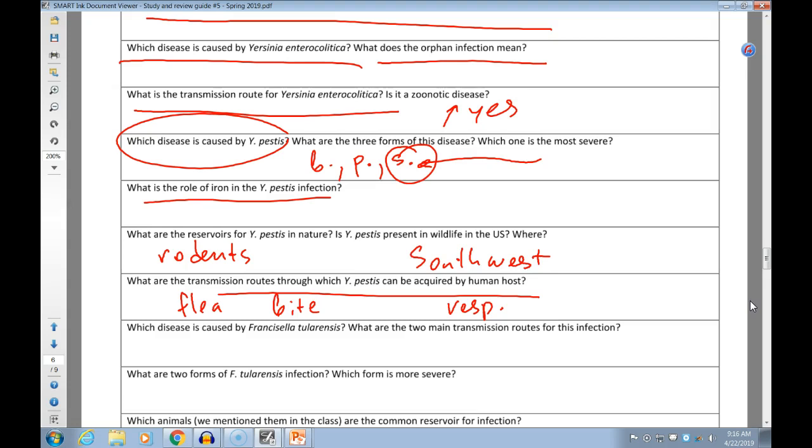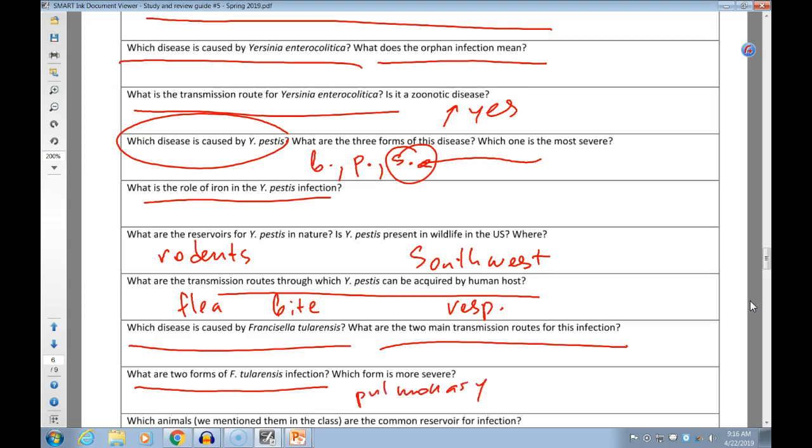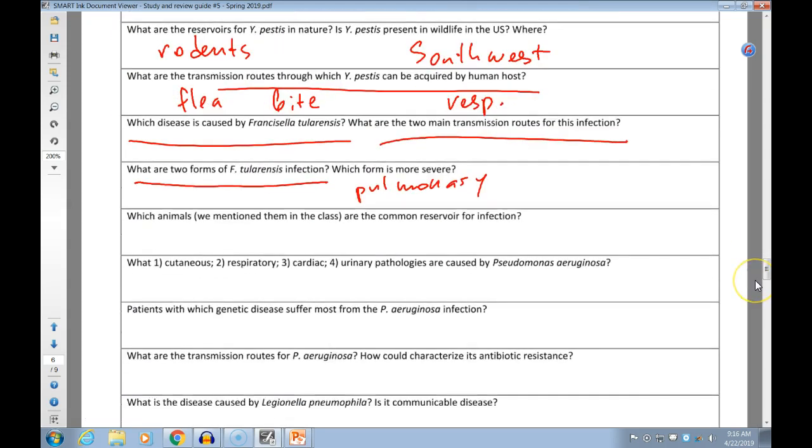Okay. Francisella tularensis causes tularemia. Main transmission routes, cutaneous and respiratory. So 2 forms, cutaneous infection and pulmonary infection. Pulmonary is more severe. Common reservoir, rabbits.